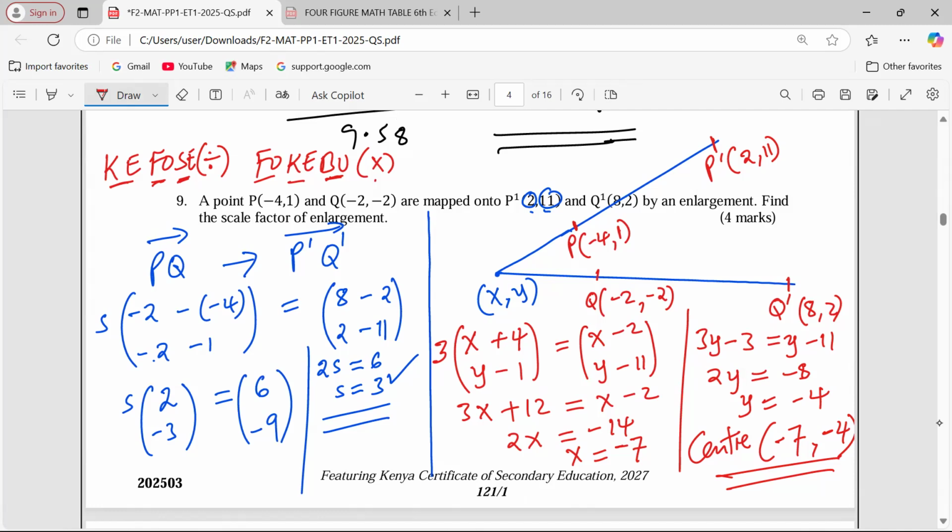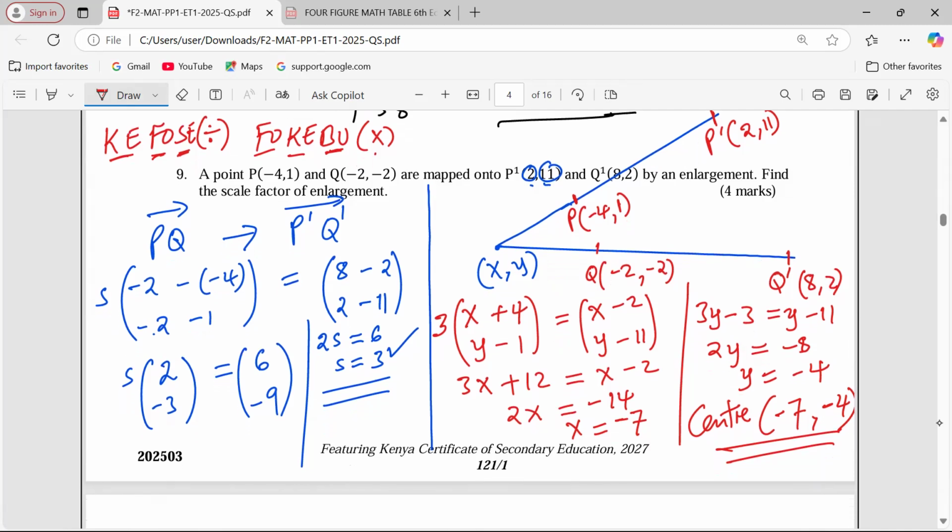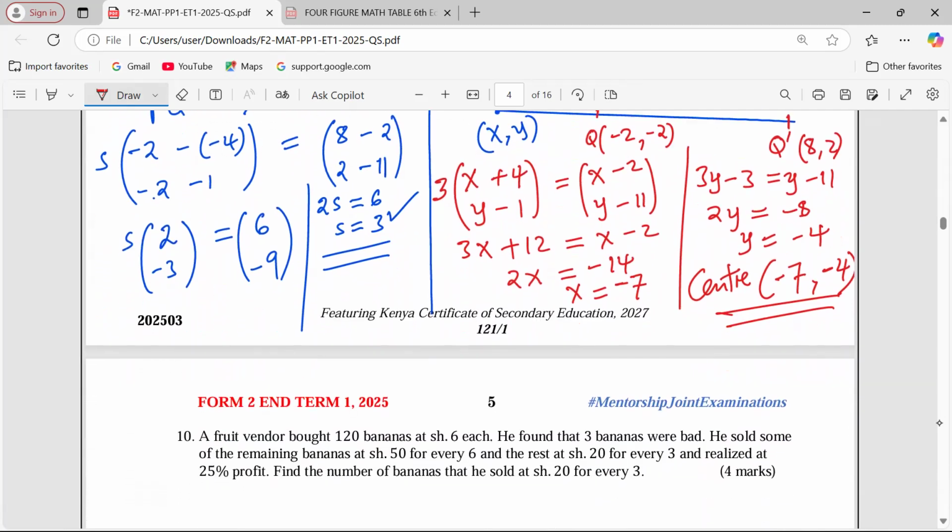For you to use line P prime, we have to find its gradient, then express the equation. Then we go to line Q prime. We also find the gradient and express the equation. Then the equation of P prime and the equation of Q prime are solved simultaneously. That way, you will also get x and y, then express it as a center. So this is the center of the enlargement, but the scale factor of the enlargement has already been calculated as 3.